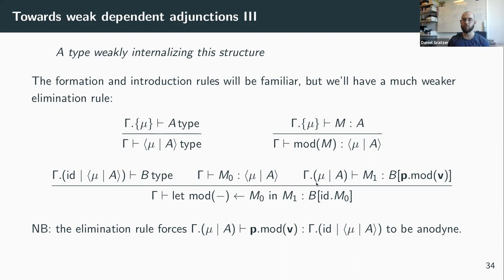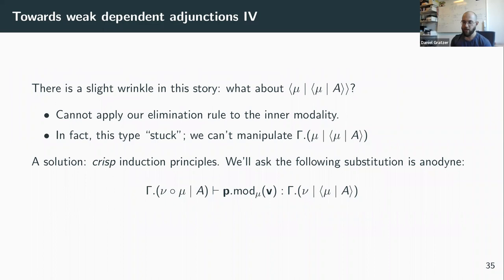If you're a little bit more syntactically minded, you can also see this as a sort of pattern matching, that if you have M0, which is of modal type, you may assume that it's of the introduction form when constructing M1. But again, this is much harder for me to remember, and I find that weakly inverting the substitution is a much nicer sort of mental model to have. And this seems like a good story. Weakly internalizing things by having a certain map be anodyne is quite typical in type theory.